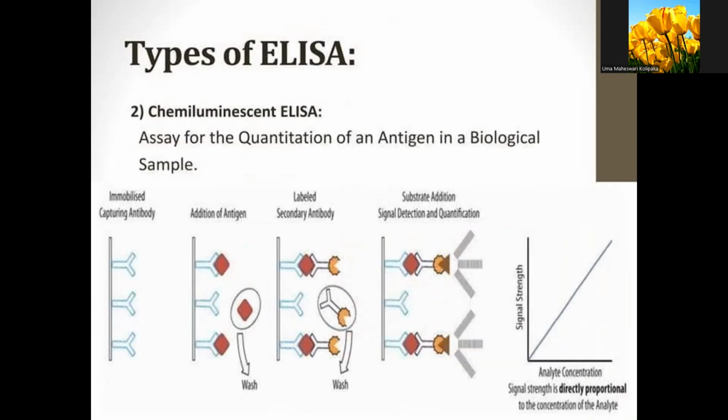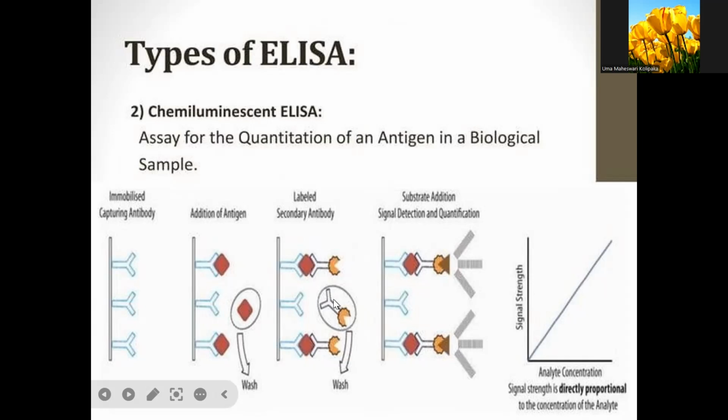Next type of ELISA, chemiluminescent ELISA, an assay for the quantification of an antigen in a biological sample. Here we use the antibody that is stuck to the polystyrene plate. Then we add the sample in which we expect the presence of antigen. Then this antigen will bind to this antibody. Then the labeled antibody is added. This is actually the secondary antibody, because the primary antibody was initially taken into the plates, then the antigen present in the sample bound.